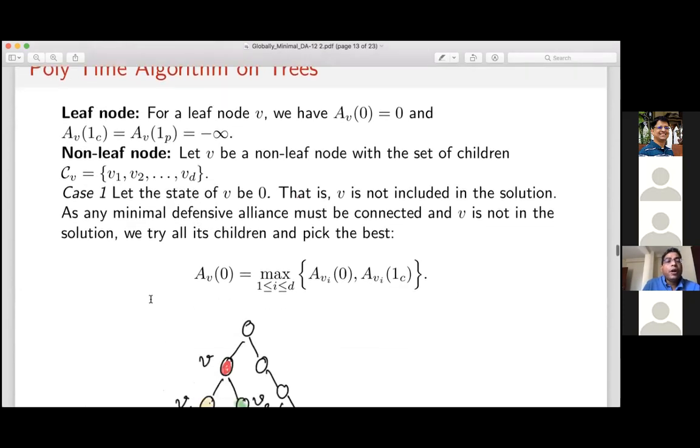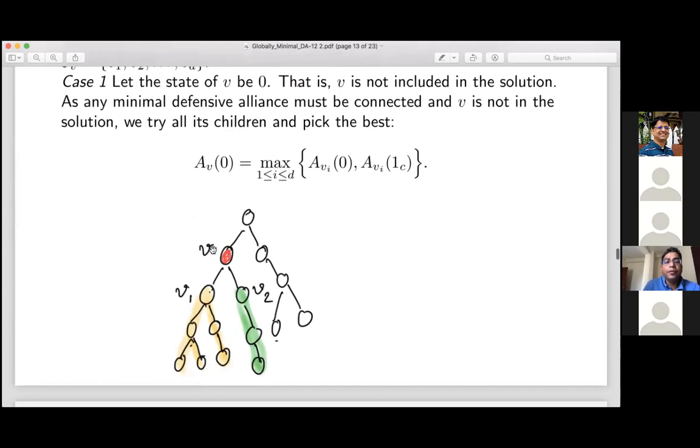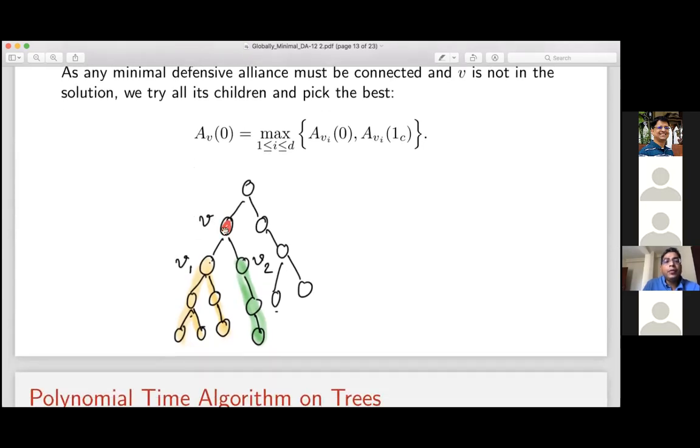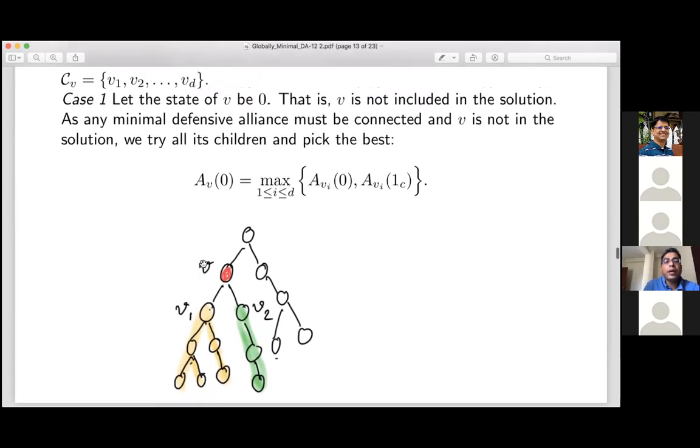So for a non-leaf node, let me consider a non-leaf node V. Suppose I want to compute A(V, 0), the state is 0. That means this vertex itself is not part of my solution. But I know A(V, 1) and A(V, 2), I have the solutions for all the states of the children, and I use that to find the solution for the subtree hanging at V.